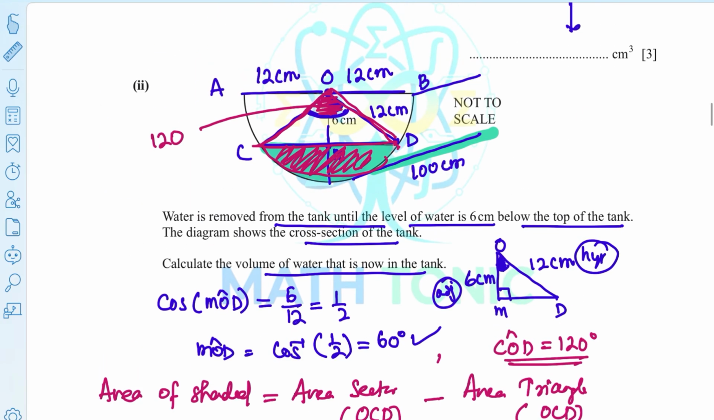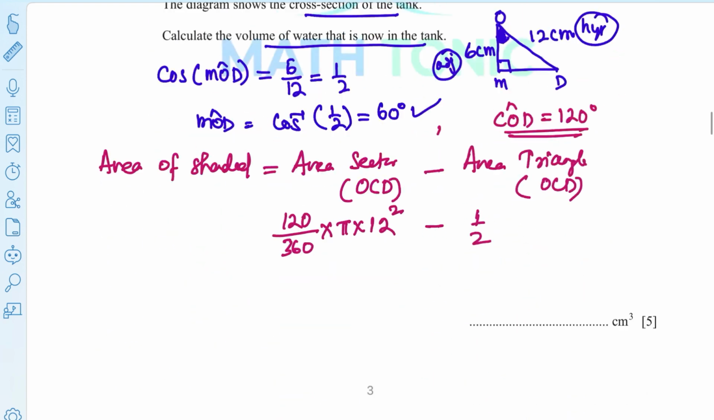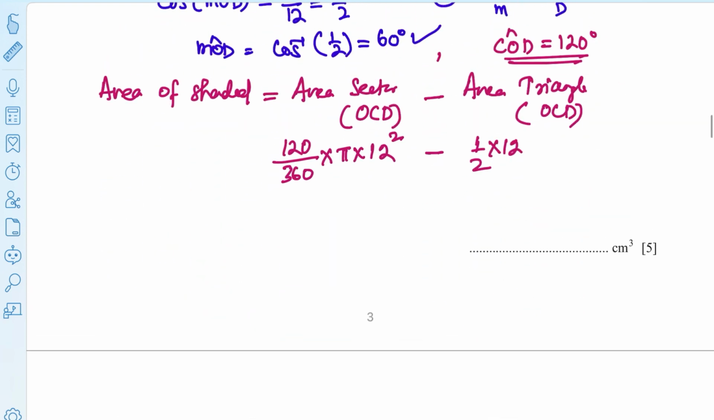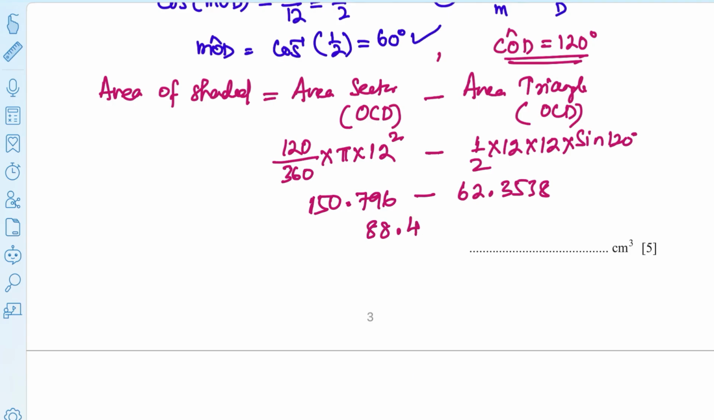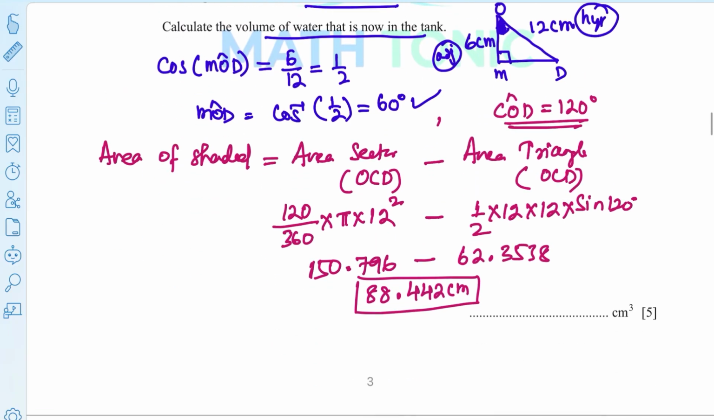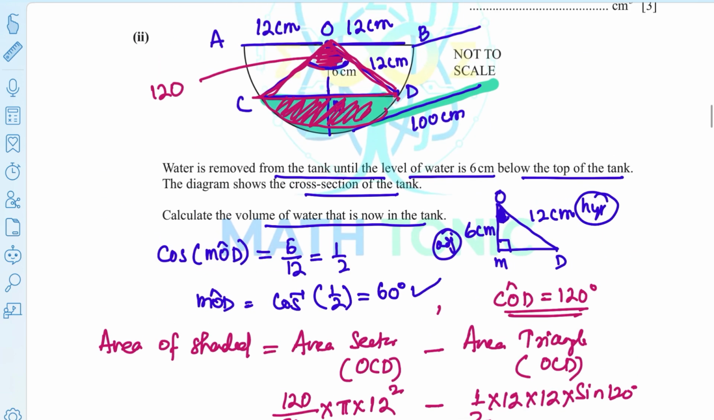I hope we know the formula, right? Half ab sin C. Yes, so half times 12 times 12 times sin of the angle, sin 120. Is it okay? If you put this value in the calculator, let me do each individually: 150.796 minus 62.3538. If you subtract this, you'll get nearly 88.442 centimeter squared. This is the shaded area. I hope you understood this one. Area means centimeter squared, my bad. Okay, so this one we got the area.